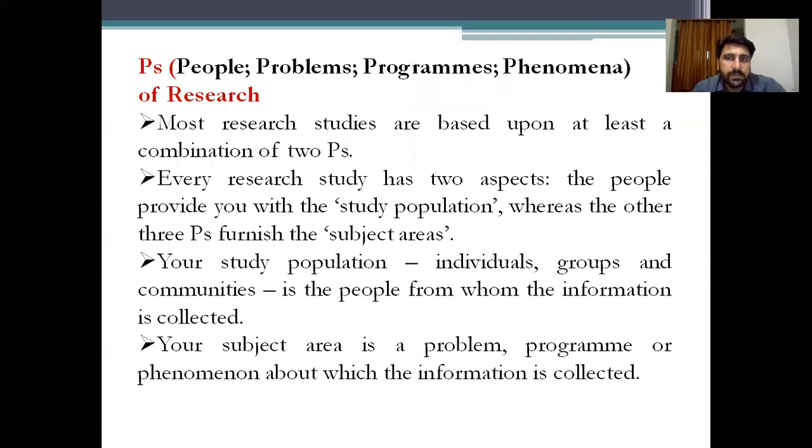Most research problems are based upon at least a combination of two P's. Every research study has two aspects. The first one is the people. They provide you with the study population, whereas the other three P's furnish the subject areas. Your study population is individuals, groups, or communities, the people from whom the information is collected. And your subject area is a problem, program, or phenomenon about which the information is collected.